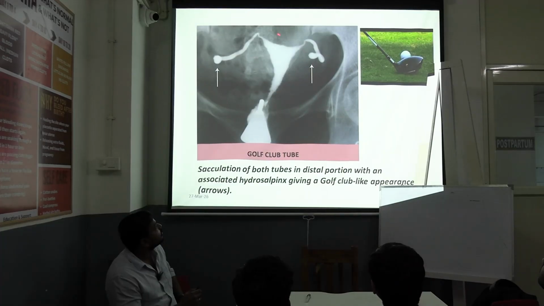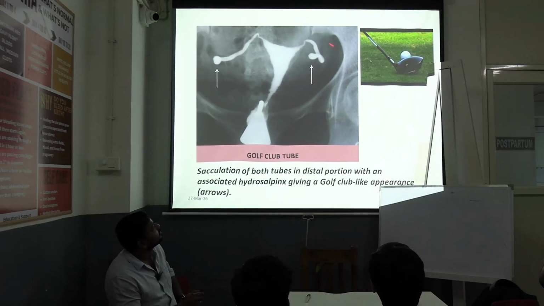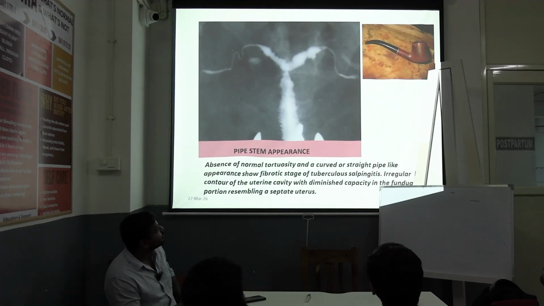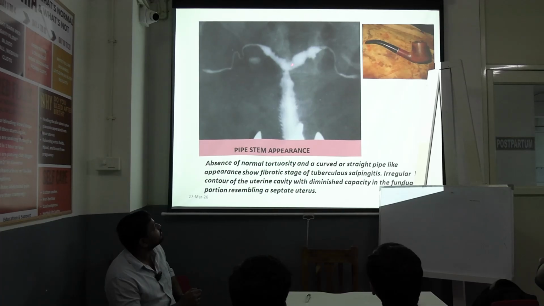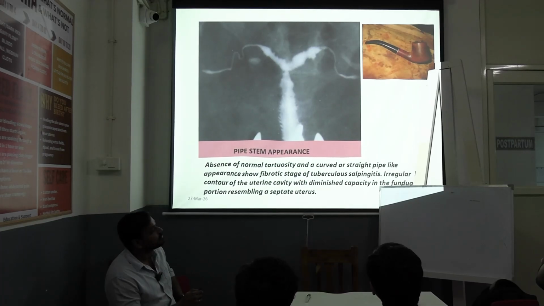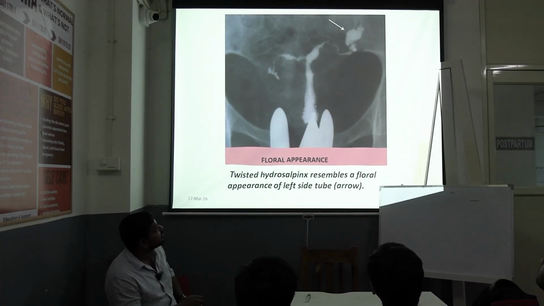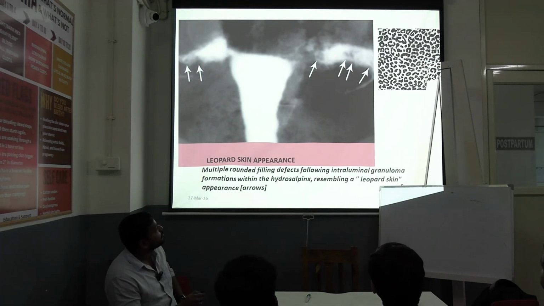This is a golf club. See, similar to this. No, it has thickened, with a bead at the thick end. This is golf club appearance. Okay, and this is a pipe. See, it is also similar to a pipe. Pipe appearance, floral appearance. Okay, leopard skin appearance.